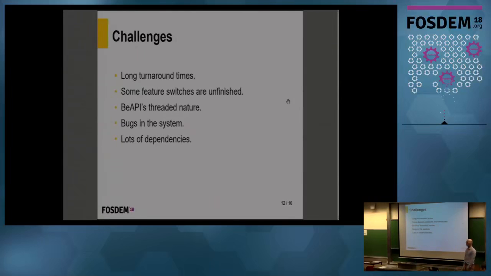Turnaround times are really long because compiling is pretty long, but then when I want to debug something, the debugger has to load a lot of symbols, and it can take like 1-2 minutes. So anytime I run it, it takes a long time to track some problems. Some feature switches in LibreOffice are unfinished, although they're documented. For example, when you disable scripting, some modules just won't build.